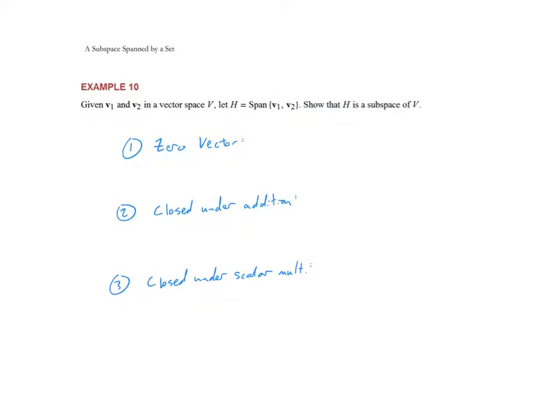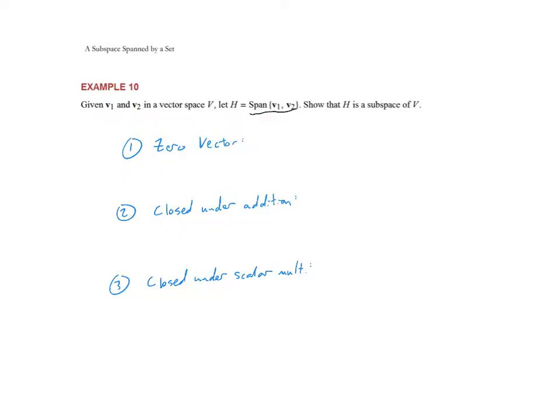All right, now moving on to example 10, we have two vectors, v1 and v2, and H is defined as their span. The span of v1, v2. We have to show that H is a subspace of the vector space V. Okay, and we go through the same three steps as the previous example, but this one is maybe a little bit more abstract. I mean, it's talking about span. It requires that you remember what span is, right? It's a set of linear combinations of v1 and v2. That's how we defined span previously.